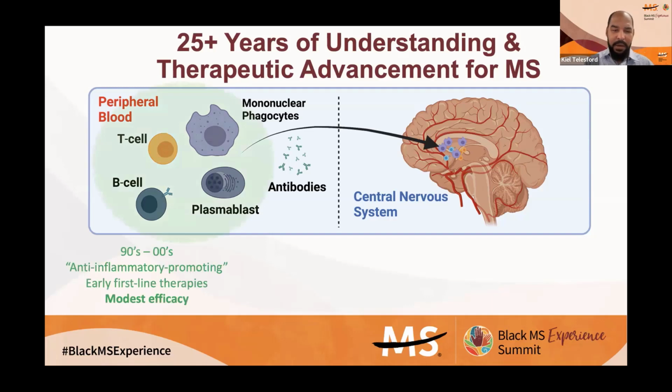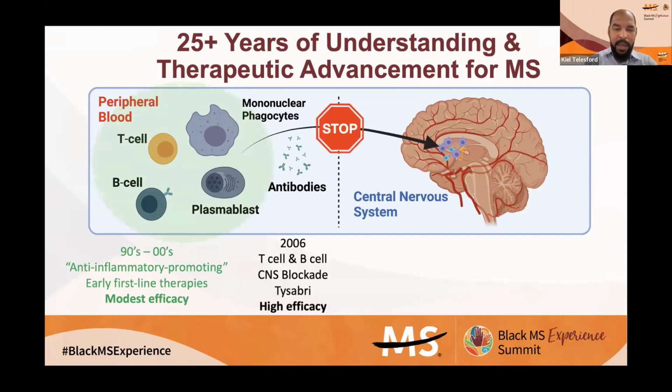So in the 90s and the aughts, we had glatiramer acetate, Copaxone, and the interferons, which had a bunch of effects, but generally promoted anti-inflammatory properties and had modest efficacy. Later on, we had biologics such as Tysabri, which blocked the trafficking of particular white blood cells into the brain and spinal cord.